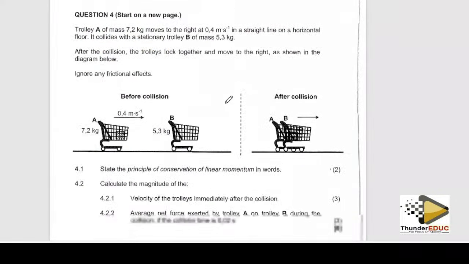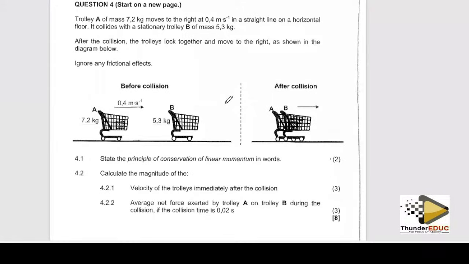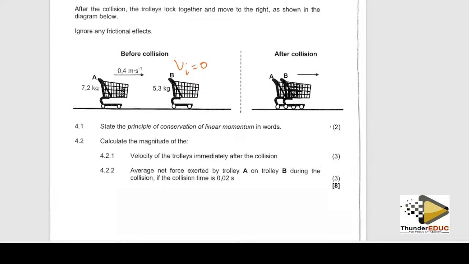Then let's look at question number 4. So question 4, they're telling us that trolley A that is having this mass moves 0.4 meters per second to the right in a straight line on a horizontal surface, collides with a stationary one. So if the velocity is 0.4 meters per second, which means the initial velocity here is 0, then after the collision, they're telling us that the trolleys are locked together. In other words, they move as a combined body to the right. State the principle of conservation of linear momentum in words.